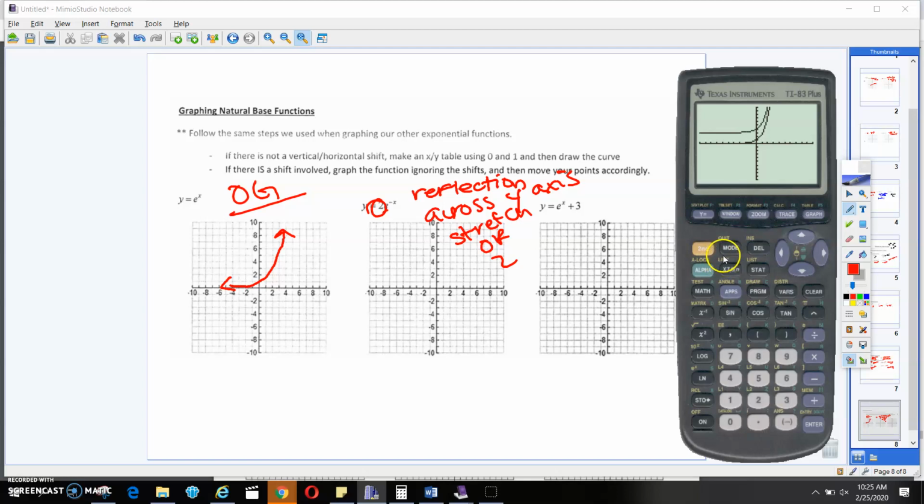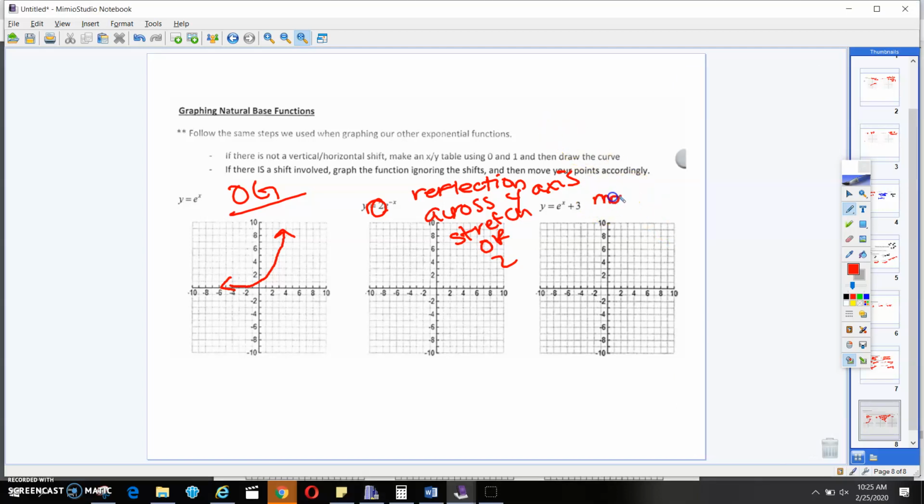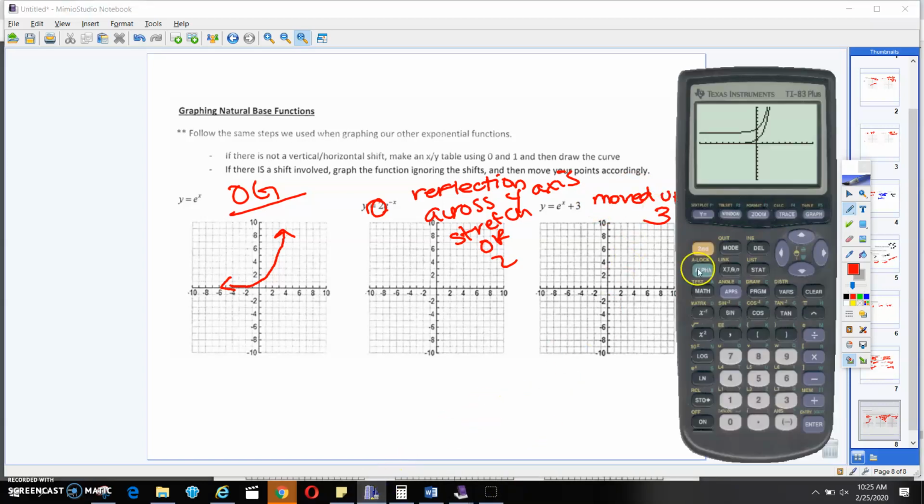So what happened on this one? So it moved up, right? So it moved up 3. If you're unsure, just look at what this value is out here in comparison to the original. It's 3, right? We can also look at our table. At 0, 1 is where we started, and then we went to 0, 4. What's the difference between those? 3, right? Okay.